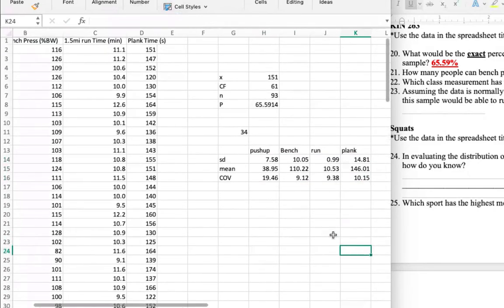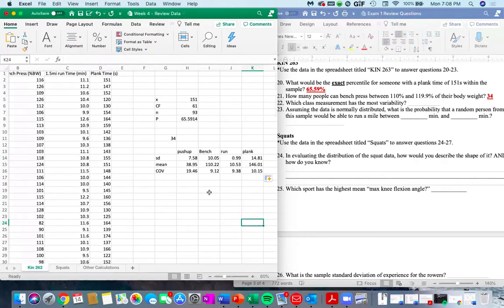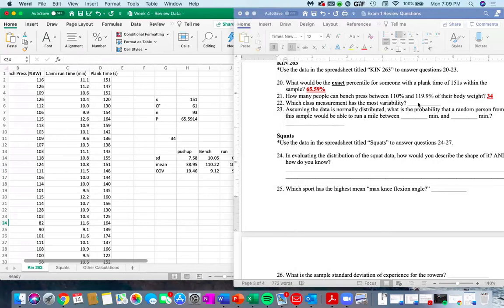All right, so which of these variables has the greatest variability? Push-ups. Push-ups, right? Because it has the greatest coefficient of variation. Right, so in the given context of the measurements that were collected, it had the highest degree of variability. Okay, so push-ups will be our answer.